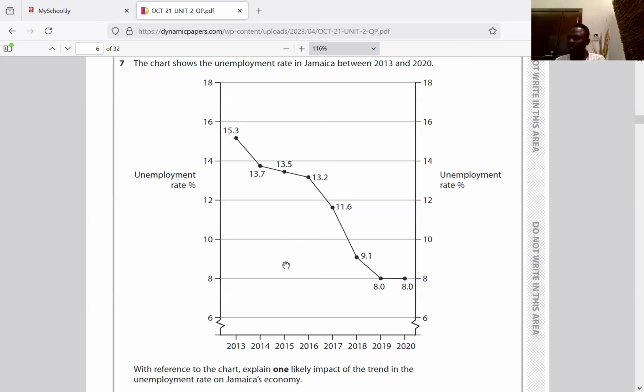But I wrote another point. It may also bring about a fall in government spending on unemployment benefit. And if government spending on unemployment benefit falls, the government will be able to spend on other strategic areas within the economy, such as education and healthcare. That's question 7.